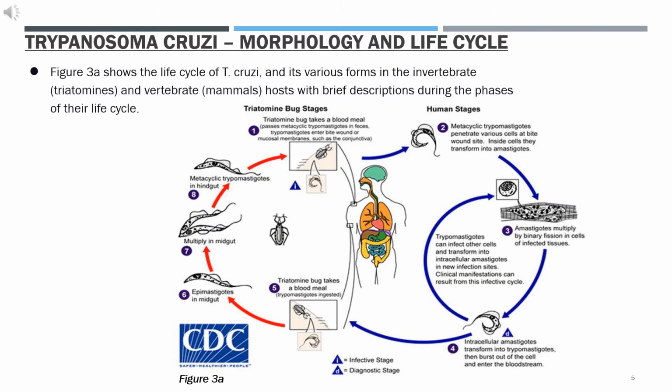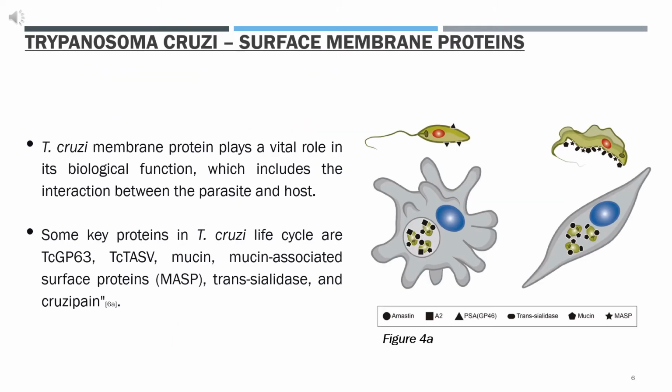The figure shows the life cycle of T. cruzi and its various forms in invertebrate and vertebrate hosts, with a brief description of the phases of their life cycle. T. cruzi membrane proteins play a vital role in its biological function, which includes interaction between the parasite and the host. Some key proteins in the T. cruzi life cycle are TcGP63, TcASB, leucine-associated surface protein, trans-sialidase, and cruzipain.